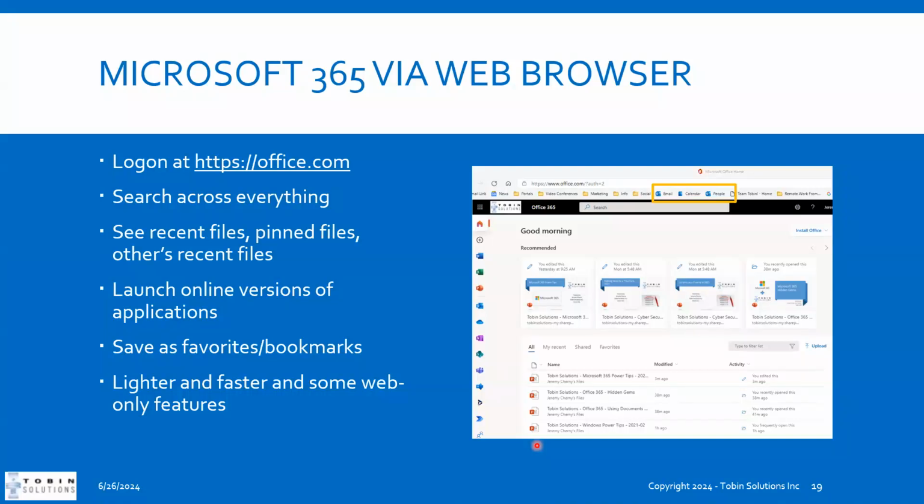So if you go to office.com and you log in, you can search across everything you've got in 365. That means all the files you've got, everything you put up into SharePoint and OneDrive, you're able to search in one spot. You can launch online versions of the application. If you look at the list here, you can see there's some PowerPoint files. If I were to click on those PowerPoint files, I can just launch them and see them in a web browser.